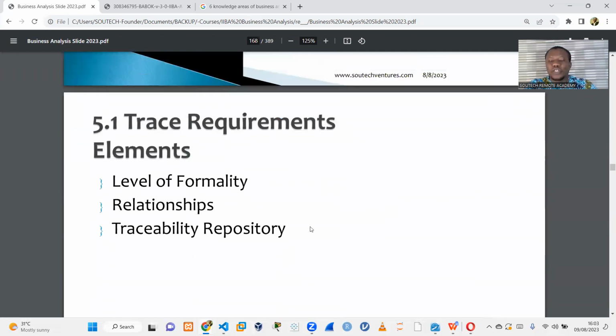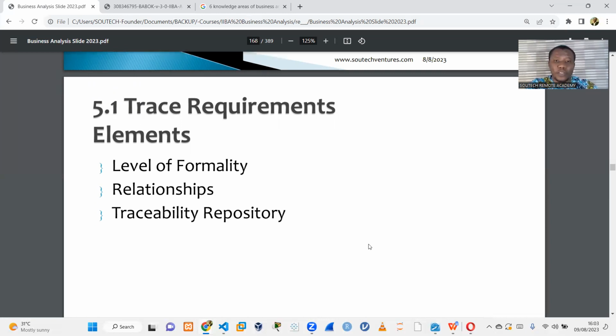What are the elements? So you need some level of conformity, formality. Then you need relationships. Then you need a traceability repository. A traceability repository is just documentation that tells how each of these elements are traced together. Later on in this training, I'm going to provide comprehensive elements, tools and techniques, and template documents to help you conceptualize most of these things.